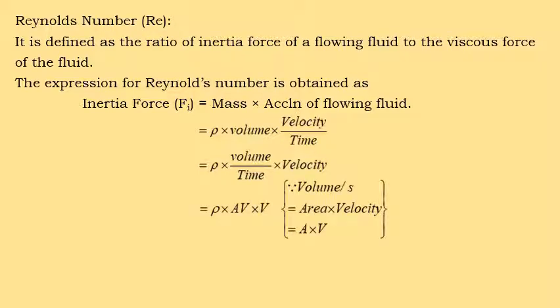Now the mass is given by rho into volume, and the volume per second is area into velocity. So it is rho into A into V, and then the velocity term V is multiplied, giving rho into A into V square. So the inertia force is given by the expression rho A V squared.